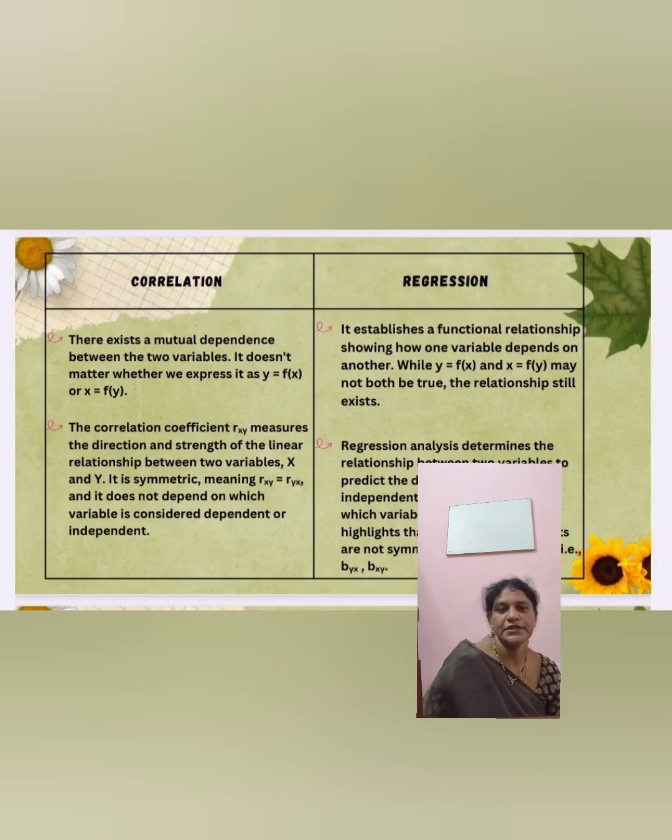The correlation coefficient Rxy measures the direction and strength of the linear relationship between two variables x and y. It is symmetric, meaning Rxy is equal to Ryx, and it does not depend on which variable is considered dependent or independent.